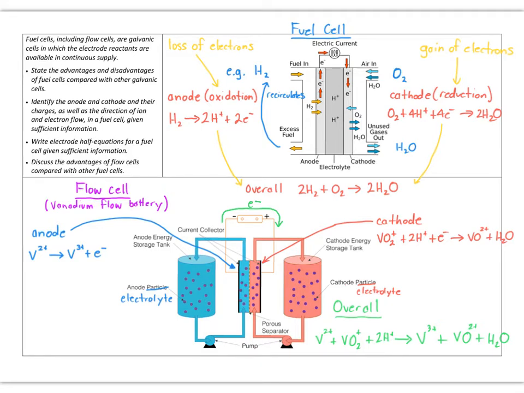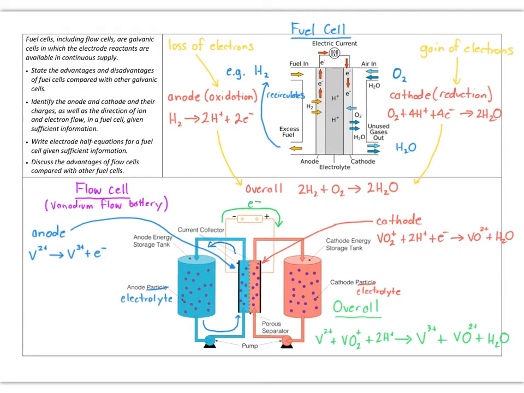The way this differs from a usual galvanic cell, like a battery, is we have this storage tank of anode electrolyte, and then we have another storage tank of a cathode electrolyte, and those electrolytes are constantly being pumped into this cell, so into the galvanic part of the cell. They're producing the current, and then the waste gets pumped back through.